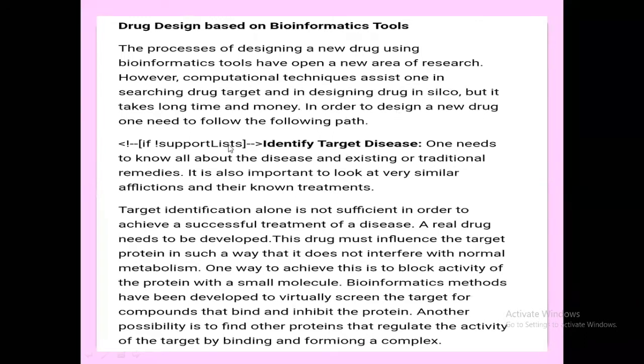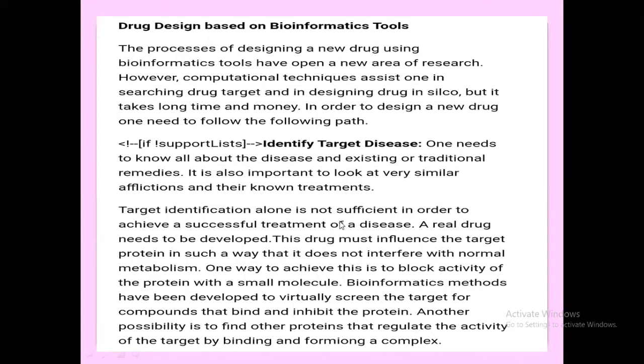So what are all the steps involved? In order to design a new drug, what steps do you have to follow in this bioinformatics-based drug design? In the old conventional method, you have a process; here it is bioinformatics tools based. First step, identify the target disease. You have to first identify the disease. One needs to know all about the disease and existing or traditional remedies. It is also important to look at smaller afflictions and their known treatments.